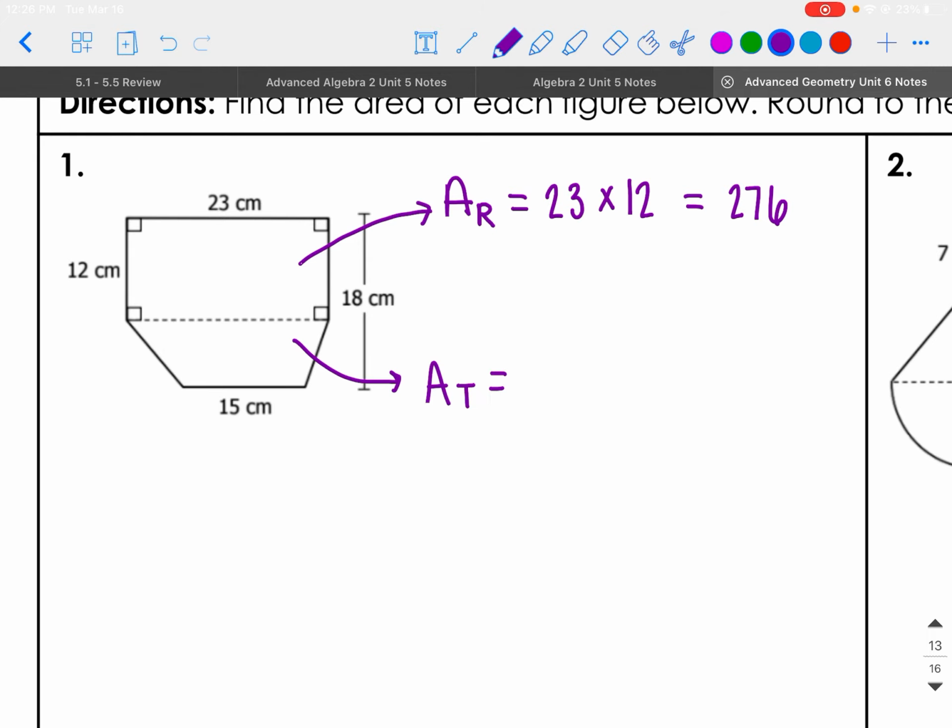The area of the trapezoid. This is half times height. Now the height goes from there to there, where I drew my arrows. The entire figure from the very top to bottom is 18. So the whole thing is 18. And I know that this chunk is 12. That leaves 6 for the height of the trapezoid.